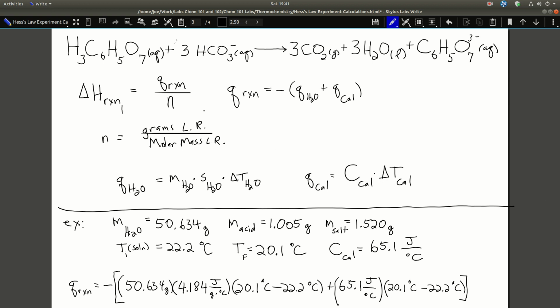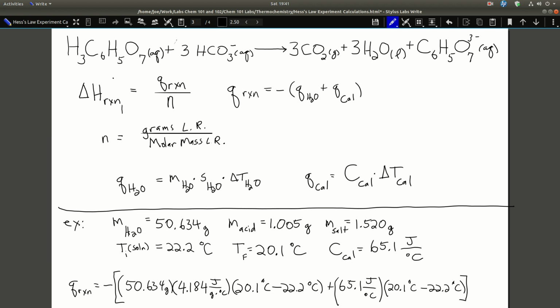Same idea, really. Delta H of reaction is Q of reaction over the number of moles, n. Q of reaction is negative Q of the water plus Q of the calorimeter, and the moles is the grams of the limiting reactant divided by the molar mass of the limiting reactant. Now you should do the calculation and figure out what the limiting reactant is. With my numbers, it ends up the limiting reactant was the citric acid monohydrate.